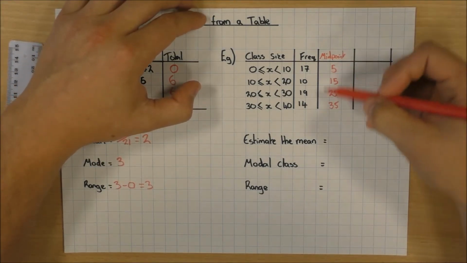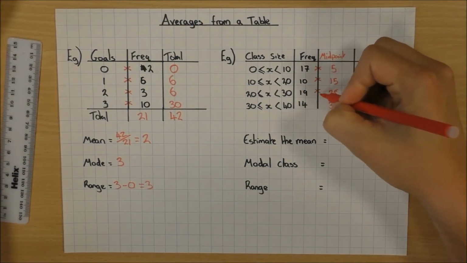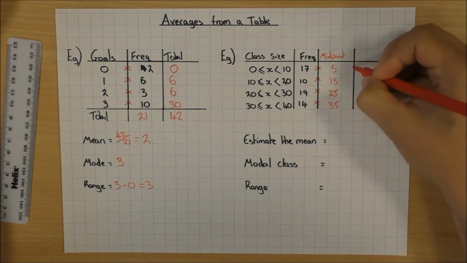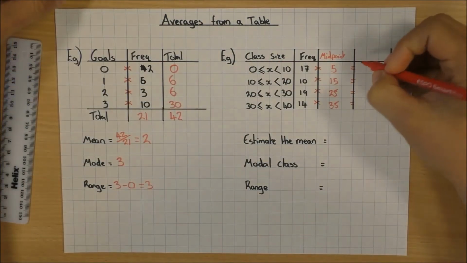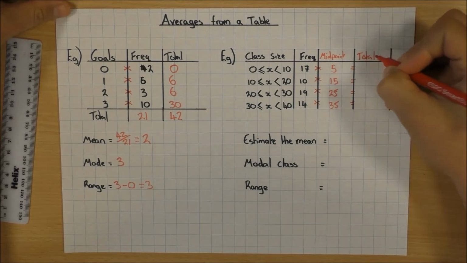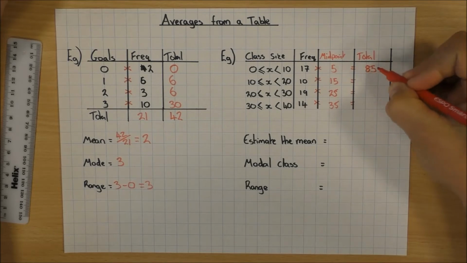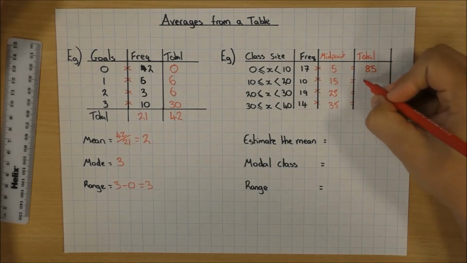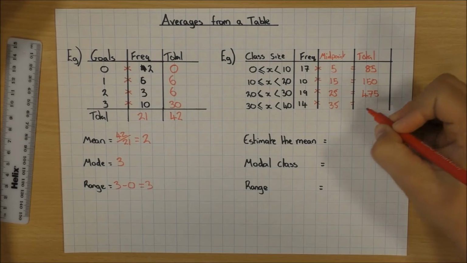Once you've assumed the midpoints, we do exactly the same thing we did over here, and we times the frequency by these values, and we get the total. So again, I'll use red pen, that's fine, total. Okay, so 17 times 5 is 85. I might add, you probably have a calculator at this point if you're doing this. And then 19 times 25 is 475, and 14 times 35 is 490.